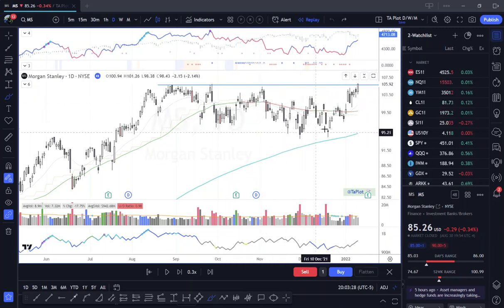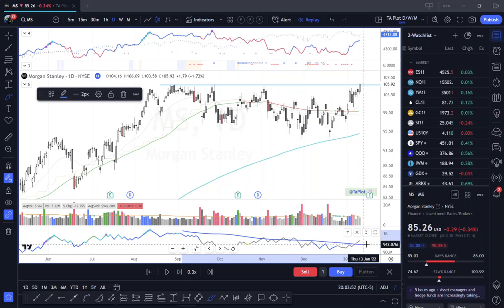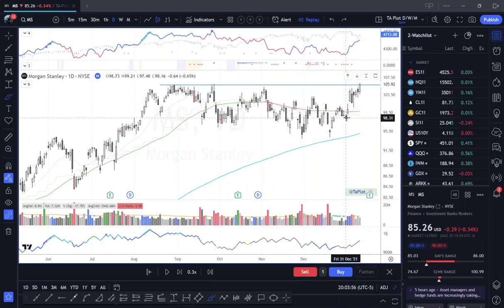I don't want anything to do with it. Yes, we have volume drying up, but that does not mean I'm interested. I need many of my checkbox things to be checked, not just one. And you see how unbalanced volume is going the opposite direction when the base is building. The base starts building here, right? And unbalanced volume is weakening versus getting stronger as the base is being built. I avoid that, and that's what I avoided here.